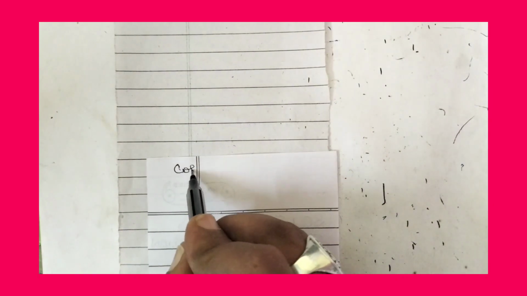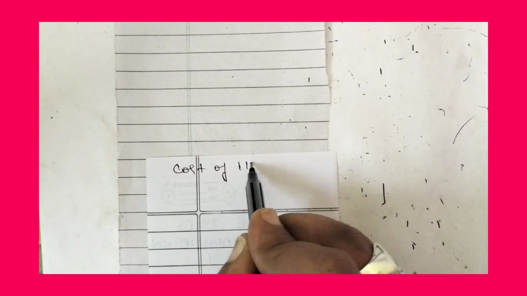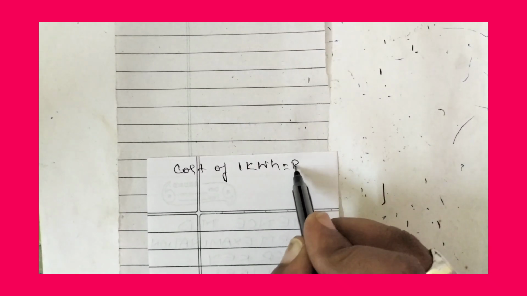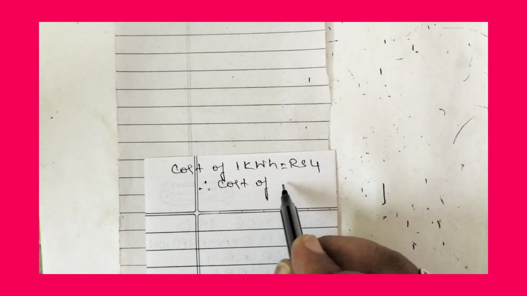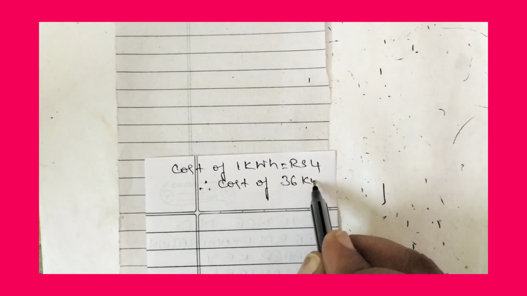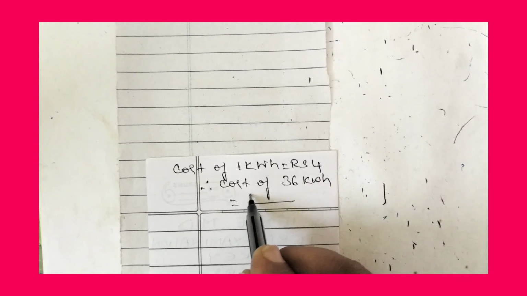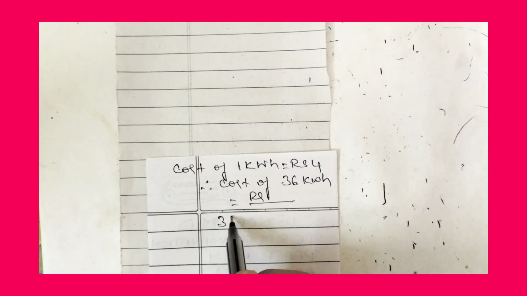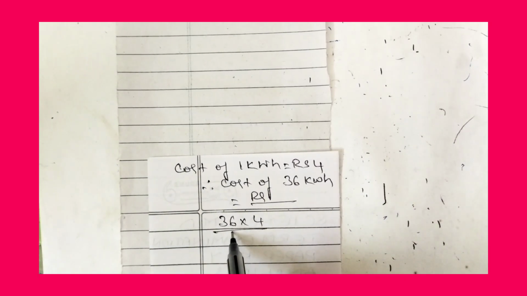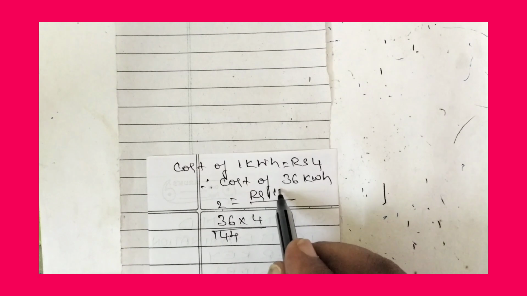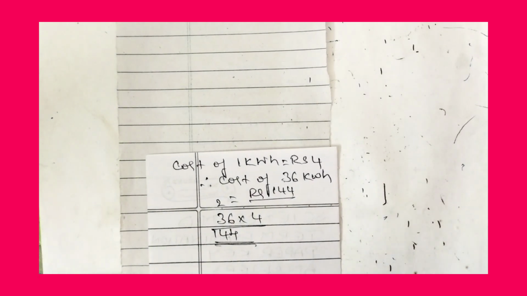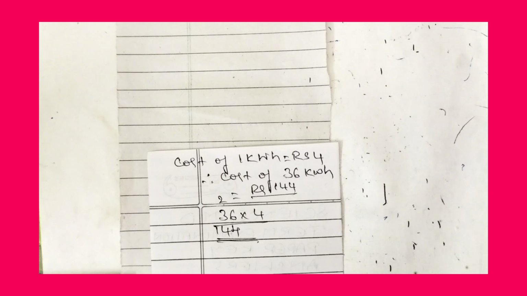What is the cost of 1 kilowatt hour? Cost of 1 kilowatt hour is equal to rupees 4. Therefore, cost of 36 kilowatt hour is equal to dash rupees. To calculate that, 36 should be multiplied by 4. 4 6s are 24. Then 4 3s are 12, plus 2 is 14. So what is the cost? 144 rupees. So 144 rupees is the cost for 36 units or 36 kilowatt hour. Like this we have to answer this question.